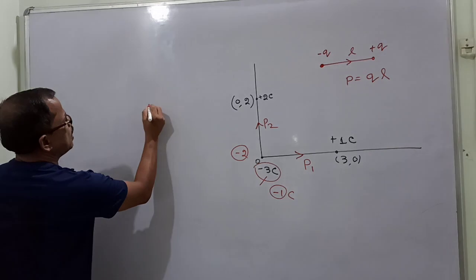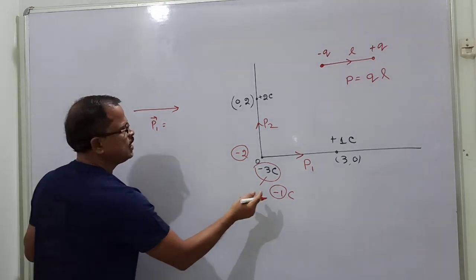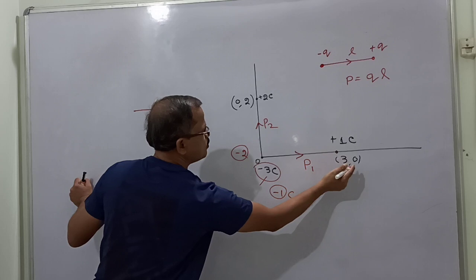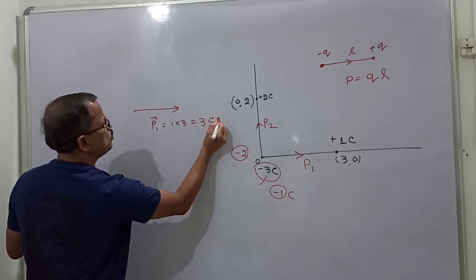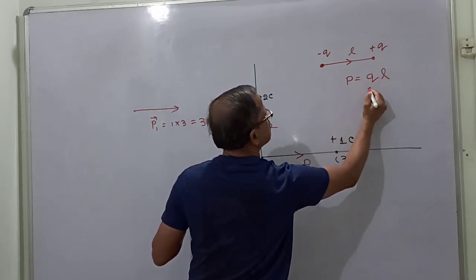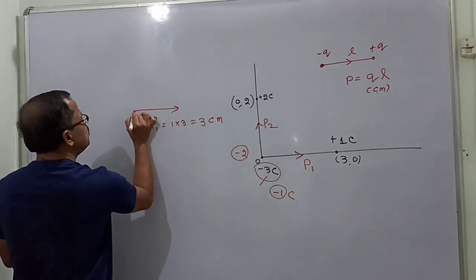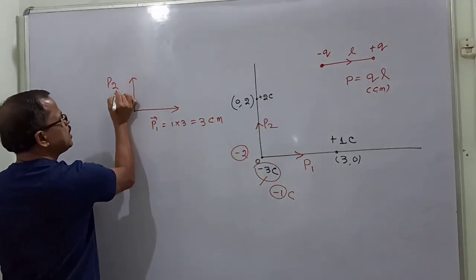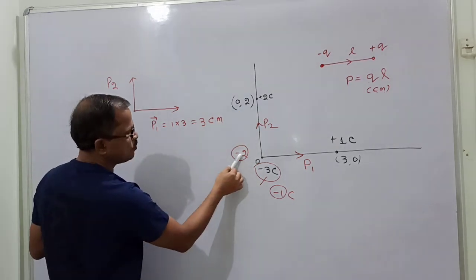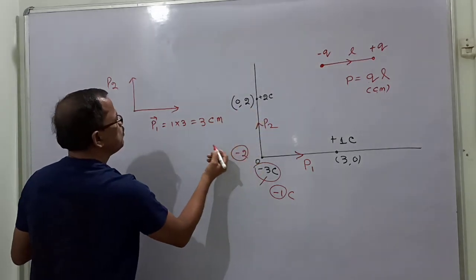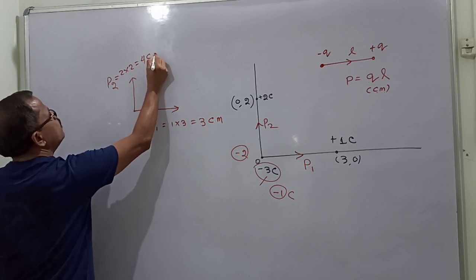Now write down the dipole moment P1. P1 is the product of the charge and the separation between them. The charge is 1, and the separation is 3, because this distance is 3. That is equal to 3 coulomb meter, because the dipole moment is the product of charge and distance. Then the other dipole moment, P2, will be upward. P2 is the product of the charge and the distance between them. The charge is 2, the distance between them is 2, so the dipole moment is 2 into 2, equal to 4 coulomb meter.